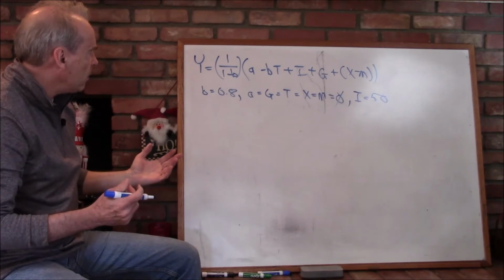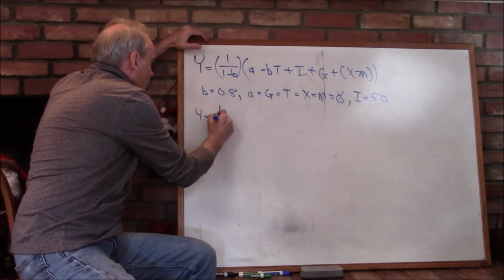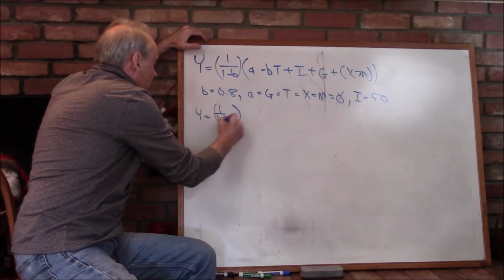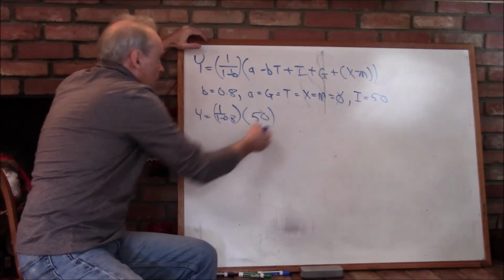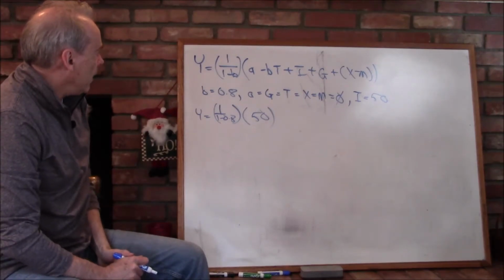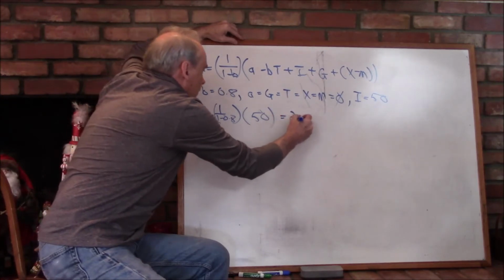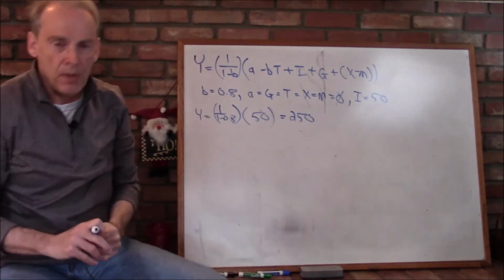All right, so let's plug that in. Y is equal to 1 over 1 minus 0.8 times 50, because everything else is 0. What's that? Let's see, that's 5, so it's 250. That would be GDP.